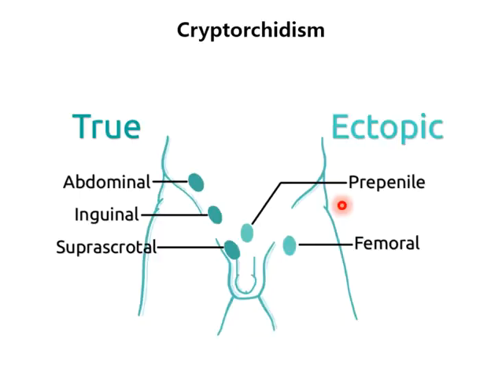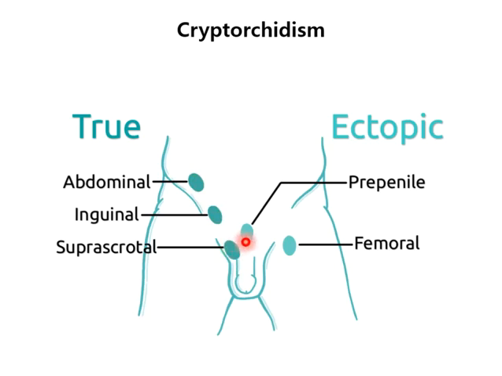Now sometimes the testis do not descend normally. The passage can be changed. That abnormal descent is called cryptorchidism. There can be a true cryptorchidism, where the testis was following the path but has stopped somewhere in its normal path. It may still be in the abdomen, or in the inguinal position, or above the scrotum, the suprascrotal position. But that's a true cryptorchidism.